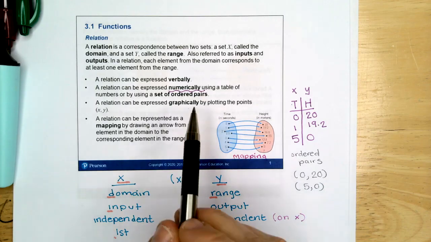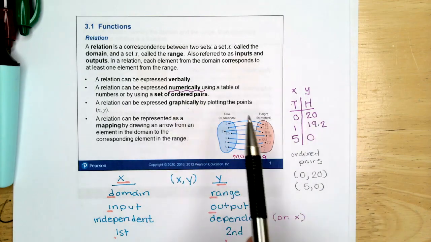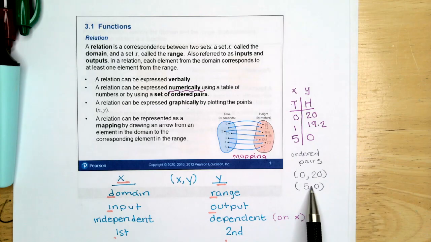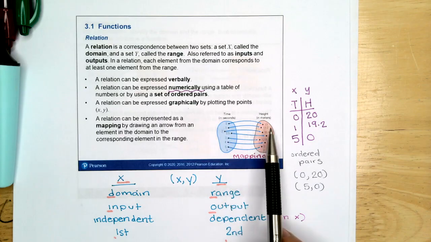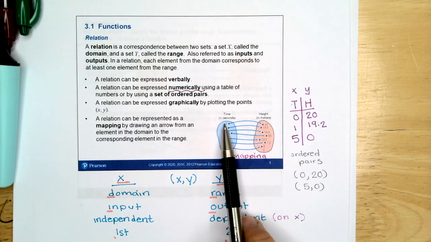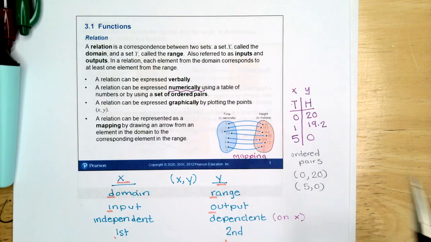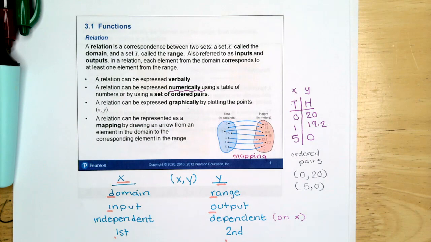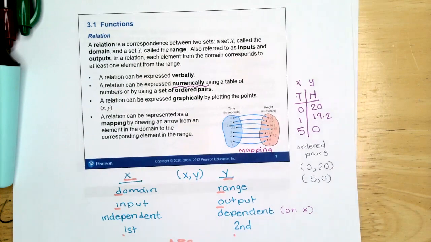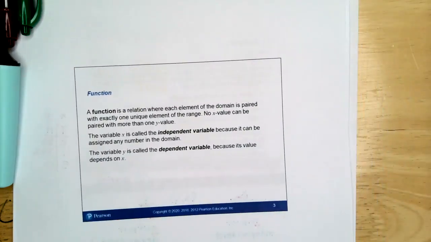Good. So numerically would be a table, set of ordered pairs is just your x, y. The graph would be graphing those x, y's. The map is a list, and then you literally draw an arrow to a different list, to the part that corresponds from the different list, okay? Sorry, here they say it better. Draw an arrow from an element in the domain to the corresponding element in the range. Good? All right.